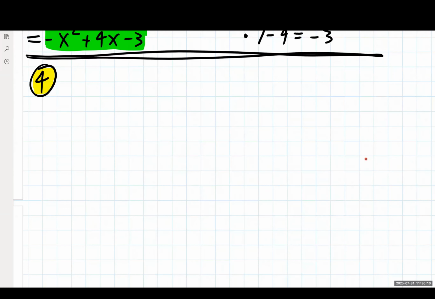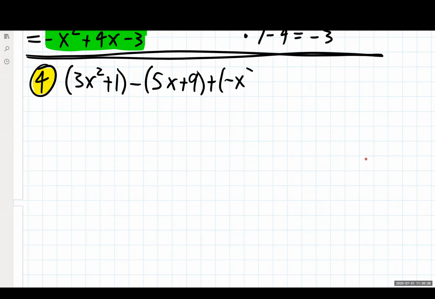So our fourth example, this is where we've got a lot more things going on. We have 3x squared plus 1 minus 5x plus 9. Then we're adding negative x squared plus 3x. Okay, so now I have 3 things that are adding or subtracting together. From here, again, I want to make sure I get everything out of parentheses first, because parentheses are what makes this thing a bit more challenging.